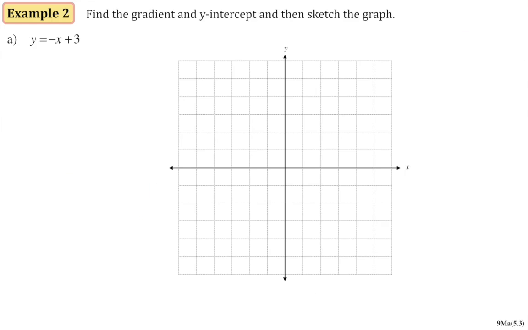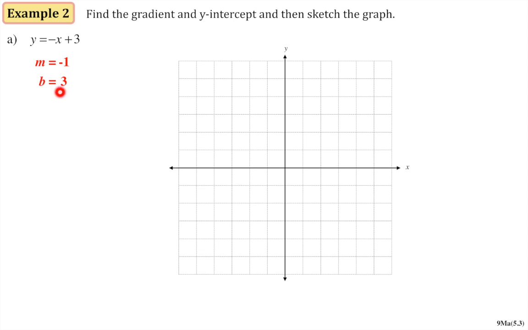Well, let's look at our second example. It says find the gradient and the y-intercept and then sketch. Well, let's do our homework first. What's the gradient and what's the y-intercept? The gradient is the number in front of x. So the steepness or the slope or the gradient of this line is minus 1, because that's a minus 1x. The number by itself is a 3. So the y-intercept is 3. Because the gradient is negative, I know this line will go down the page from left to right.